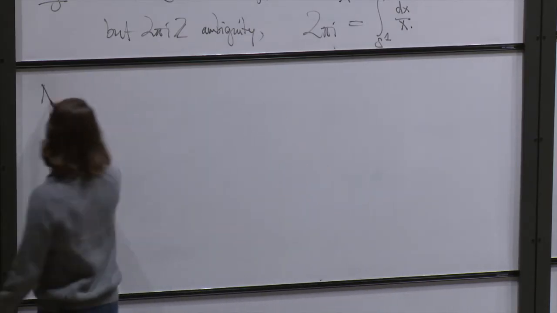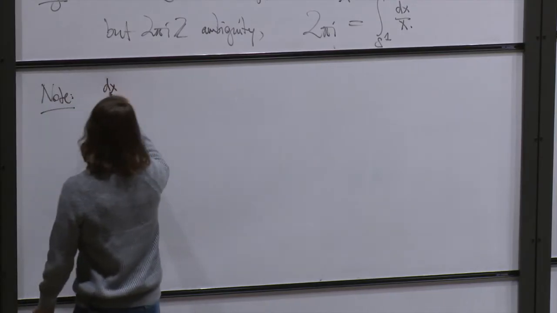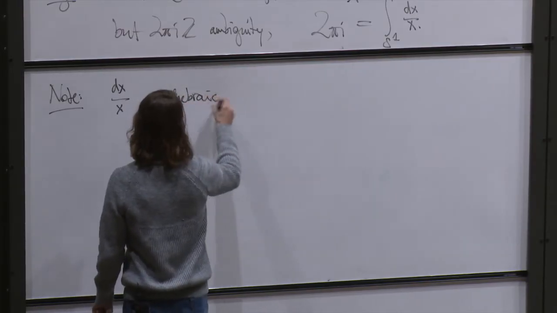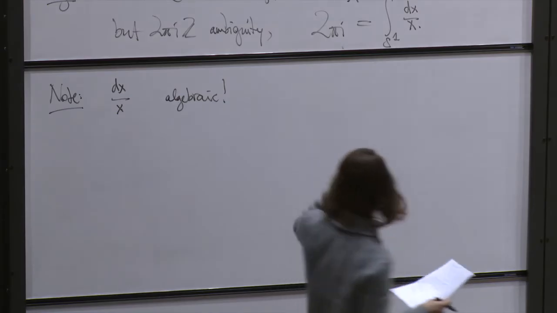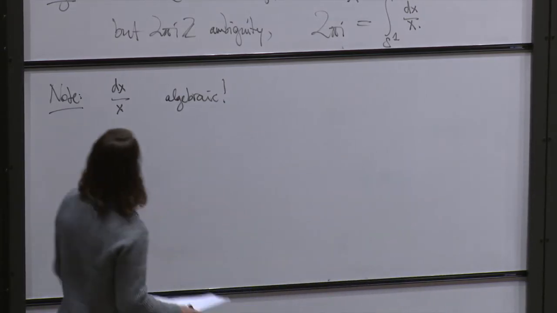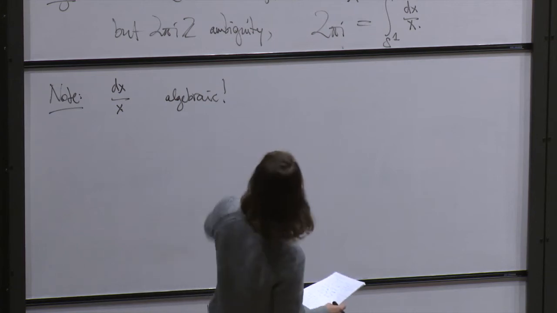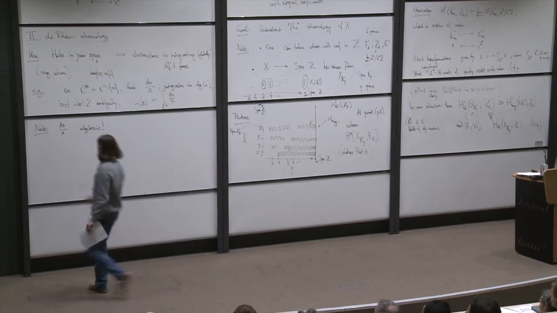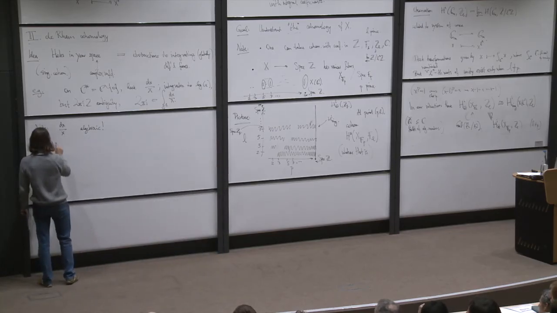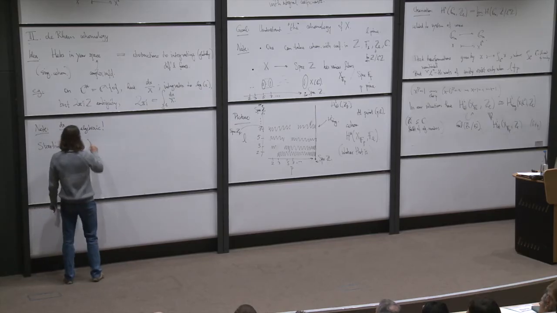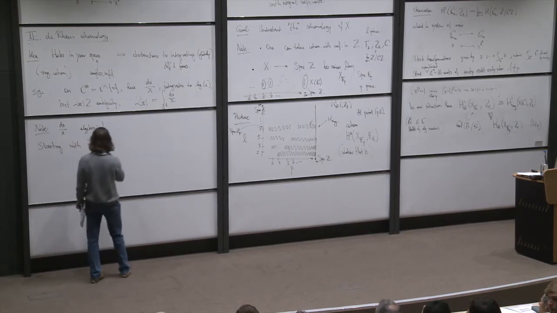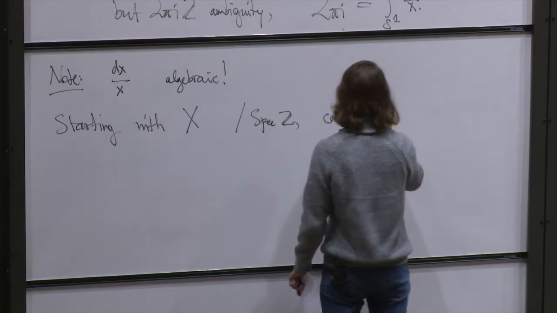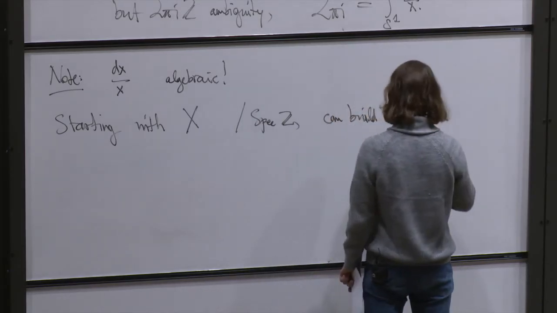And the nice thing about this example is that this differential form, which gives you the obstruction, is algebraic. And it's a theorem of Grothendieck that in general, the obstructions can already be seen on algebraic differential forms. So in our situation, what we can do is, starting with our X over Spec Z, we can build an algebraic de Rham complex.